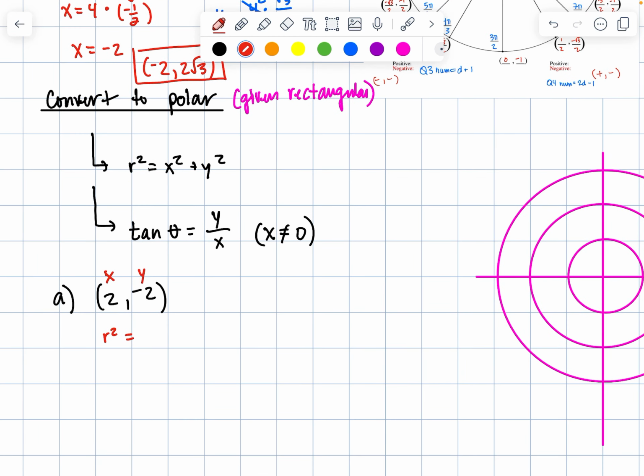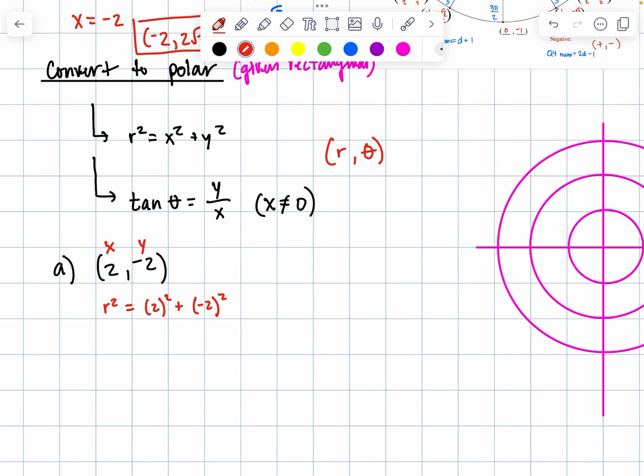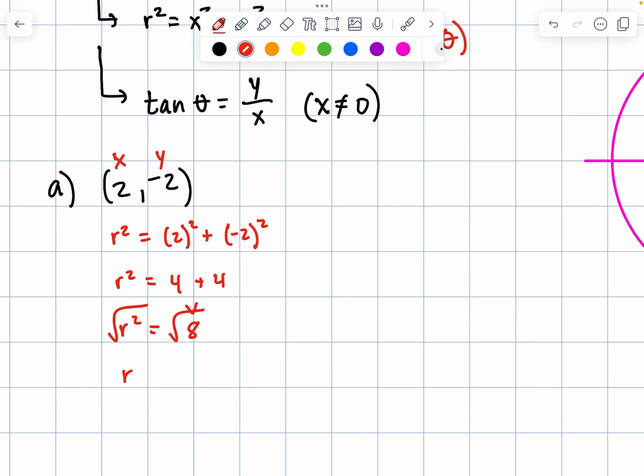This is going to be our x. This is our y. Our 2 squared plus negative 2 squared. Okay? And remember, our polar coordinates is always r, comma, theta. So, r squared is now equal to 4 plus 4, because negative 2 times negative 2 is 4, which becomes 8, which we should reduce.